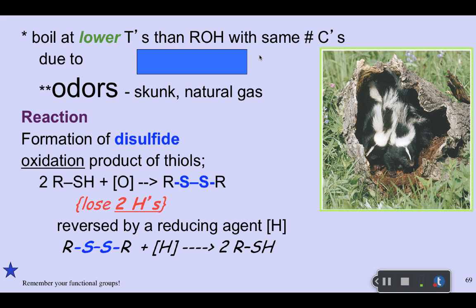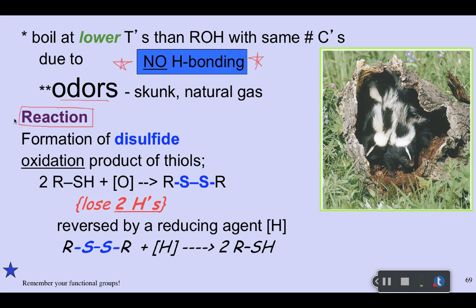And compared to alkanes and ethers, they had higher boiling points due to the presence of hydrogen bonding. Well, thiols are different. They do not have hydrogen bonding. And so these compounds are going to have much lower boiling points compared to similar alcohols with the same number of carbons. They just plain stink. The odors of natural gas are provided by thiol compounds, low molecular weight compounds that mix with methane that allow you to detect it when there might be a leak.